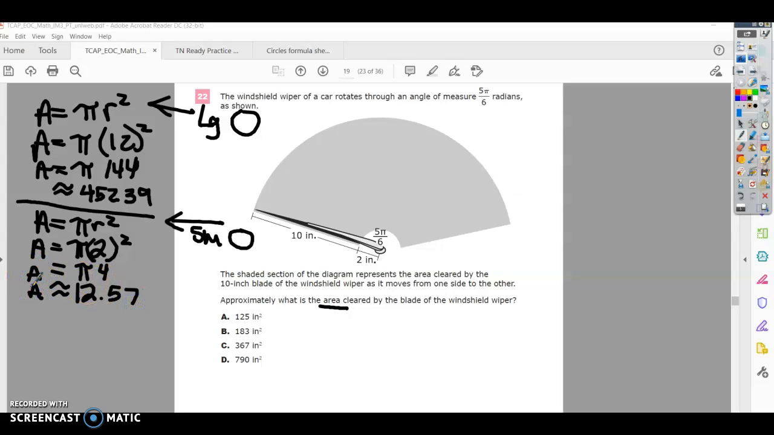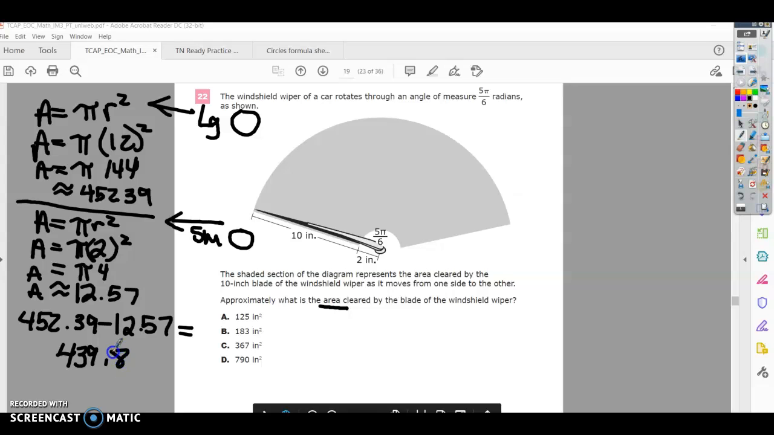Now to find the area of the whole circle minus the small circle, we just subtract. So we're going to do 452.39 minus 12.57, and that's going to be about 439.82. Now again, that's the whole circle minus the whole small circle, but it's not accounting for just this percent of the windshield wiper yet.